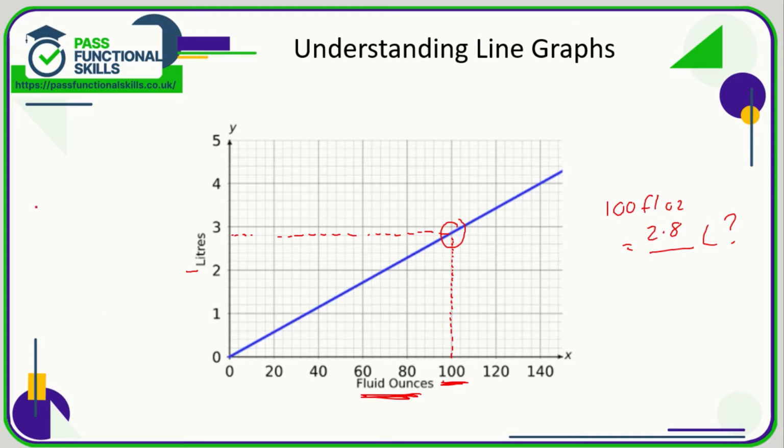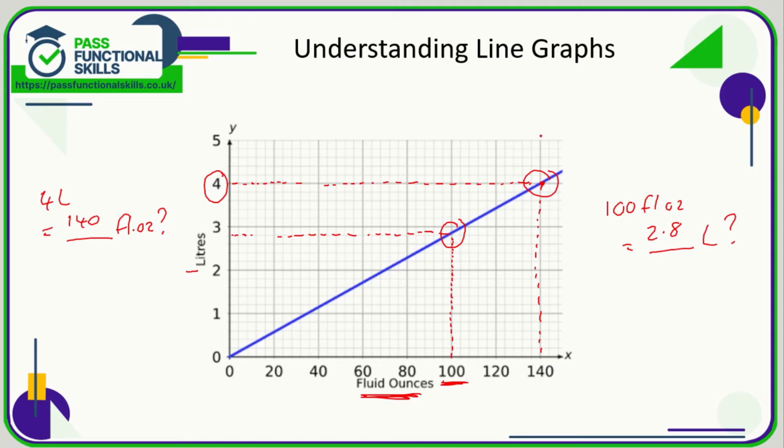We could be asked the other way. 4 litres is the equivalent to how many fluid ounces? Well, here, because we are converting 4 litres, we are going to find 4 litres, and 4 litres is up the side. Here is 4 litres, and we're going to take a reading across until we hit our line, and it hits the line here. So this point right here is 4 litres, and it also corresponds to a value of 140 fluid ounces.